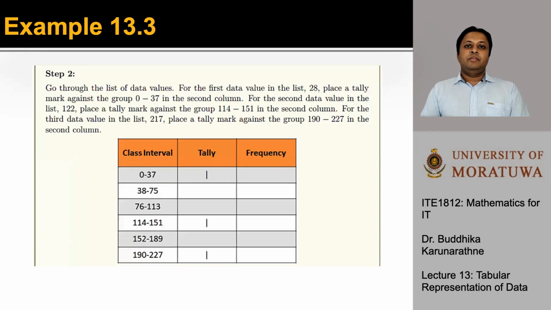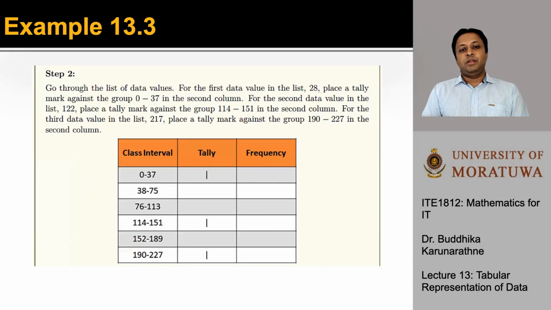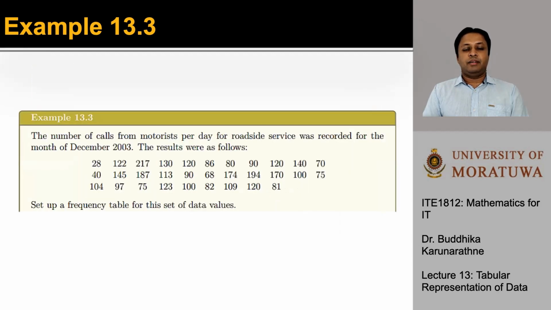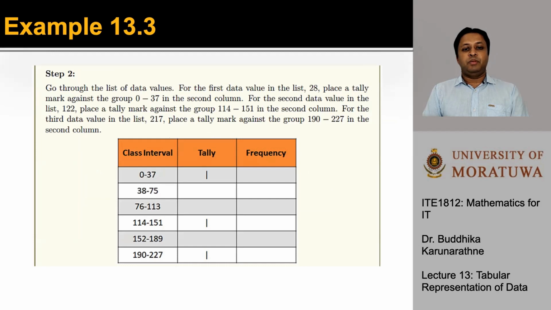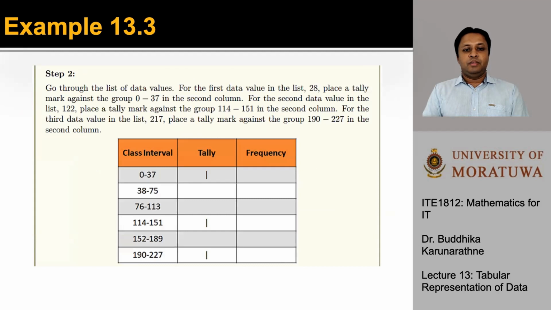Similarly, as in the previous example, now you can come up with the tallies. You take each value from the data set and see which class interval it belongs to. For example, take the first value, 28, it belongs to class number 1. The next, 122, belongs to class number 4. Then 217 belongs to class number 6 in this case. Continuing like this, you will get all the tallies for the class intervals.